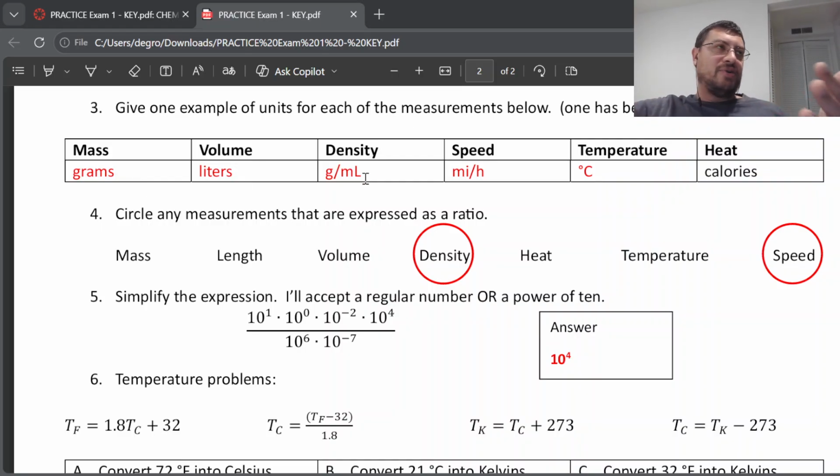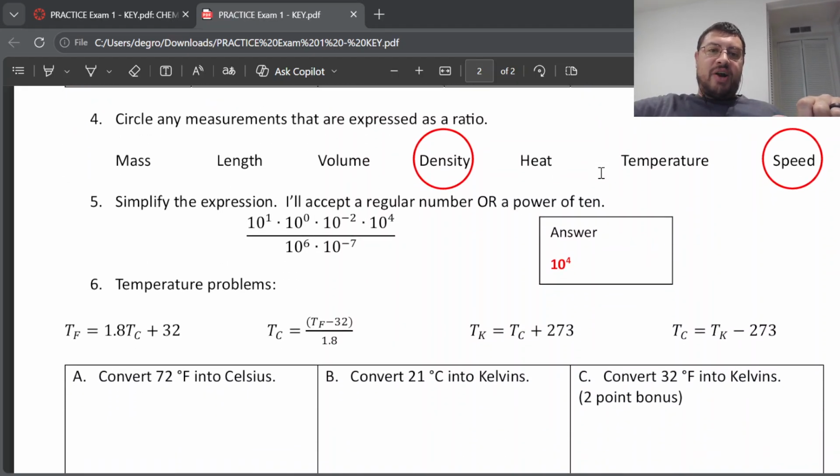Okay. Density, there's other densities out there. Miles per hour, you could do kilometers an hour, miles per second, meters per second. I don't really care. Those are all valid speeds. Temperature here, I would accept Celsius, Fahrenheit, or Kelvin.